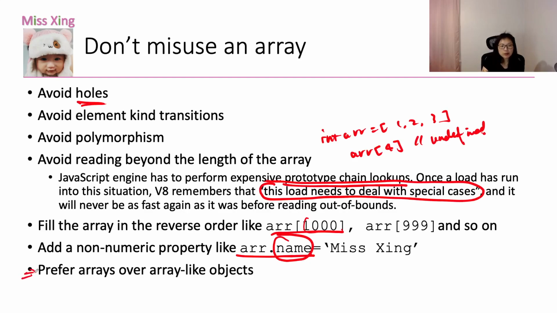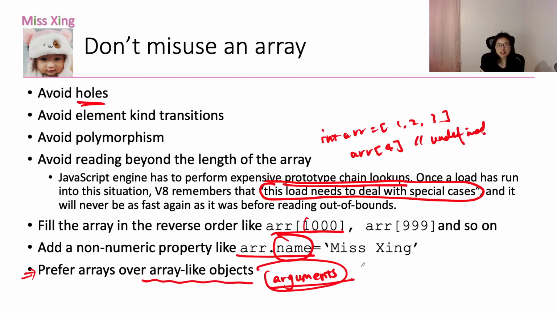And the last one is prefer arrays over array-like objects. I'm not sure if I covered it, but one array-like object is arguments. If I have not covered it, I will cover it in the future. In all functions, there is an implicit object called arguments. The arguments is an array-like object. What does array-like object mean?